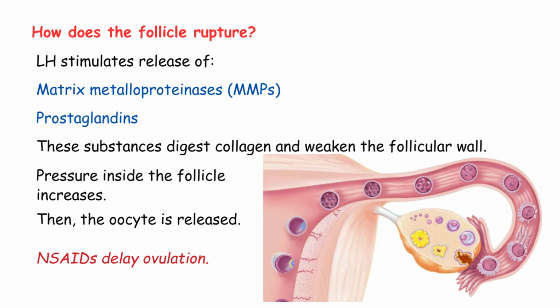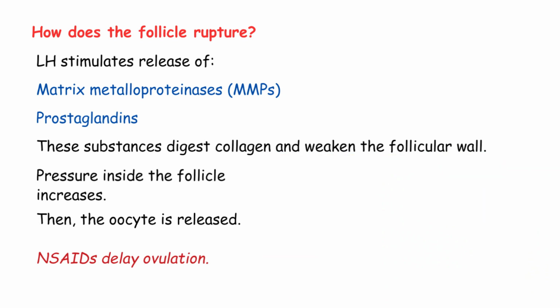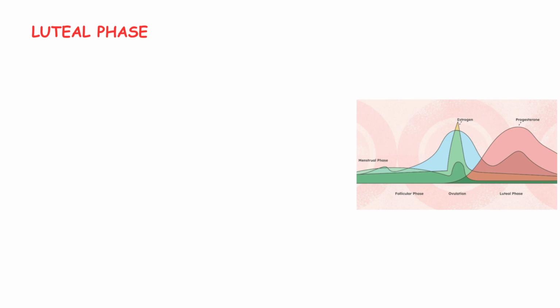How is this clinically relevant? The LH surge is detected by urine ovulation predictor kits. Mid-cycle pain, Mittelschmerz, occurs due to follicle rupture. Androgen levels briefly rise during ovulation. Luteal phase: the progesterone phase.